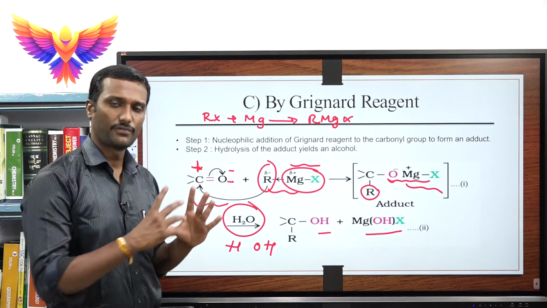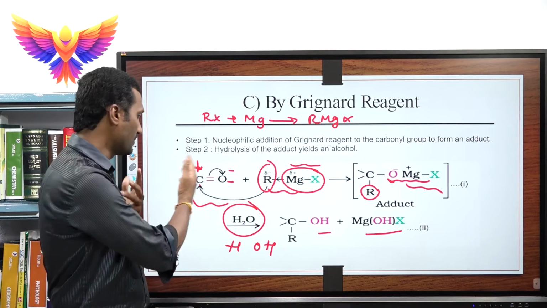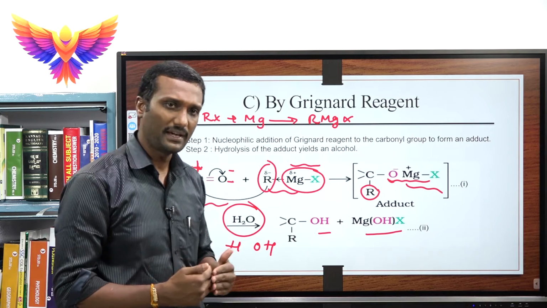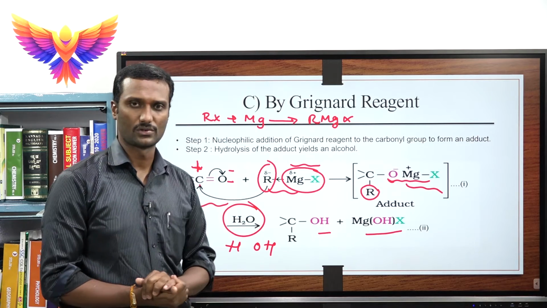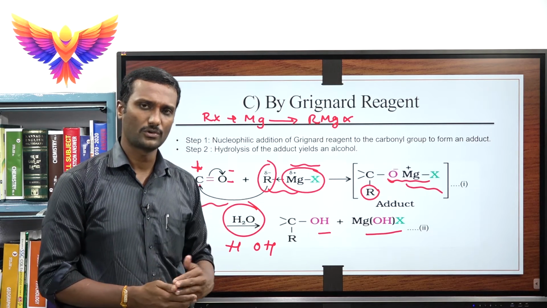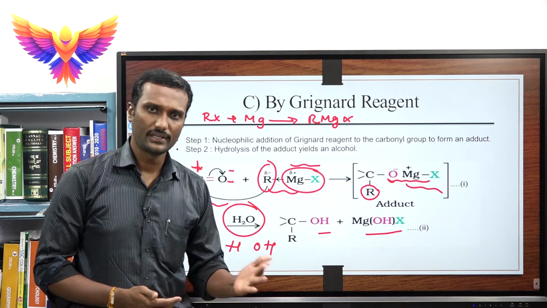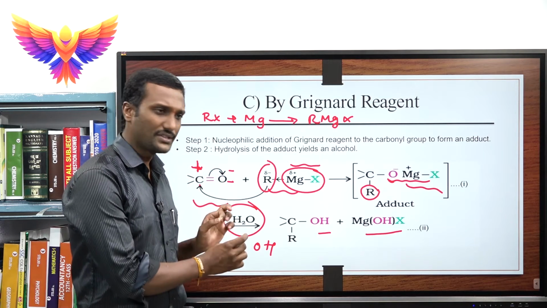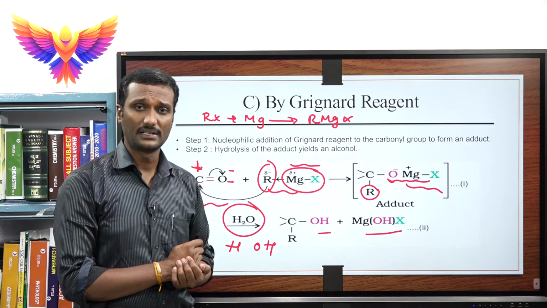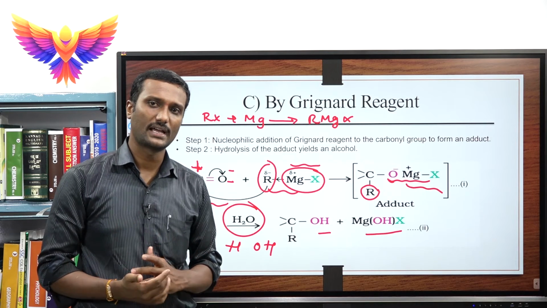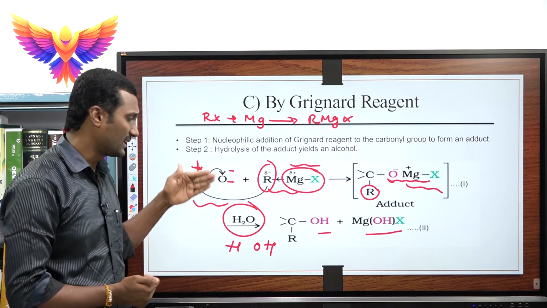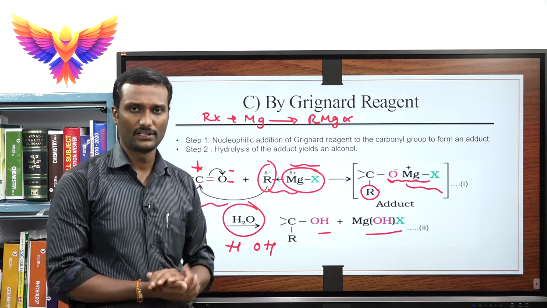So by using this Grignard reagent and different types of carbonyl group, we can prepare different types of alcohol, that is 1 degree, 2 degree and 3 degree. So this is the mechanism. If you understand how this mechanism takes place, you can definitely write the different types of alcohol that can be prepared by using different types of aldehyde and ketone.